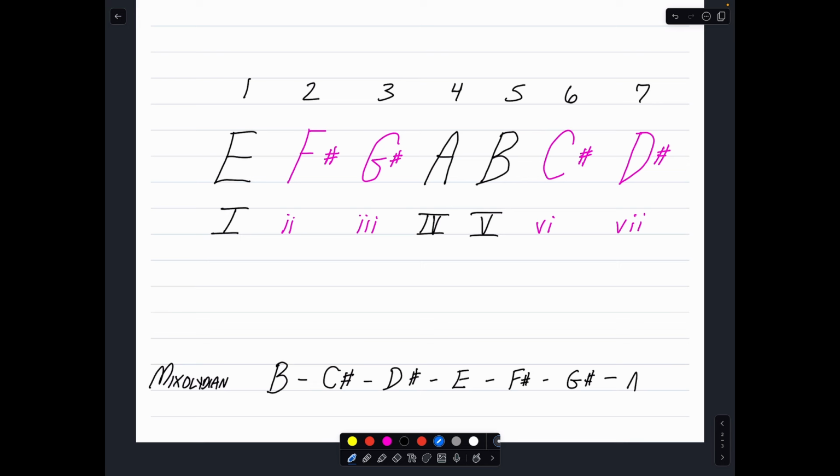So right here, let's look at this. If you look at E, go to the highlighter, that's the root, right? The root is the most important part. So E is the 1 chord. That's why I have the Roman numeral 1 down here. Now I just put 1, 2, 3, 4, 5, 6, 7 across the top. That's the order of the notes in the major scale.